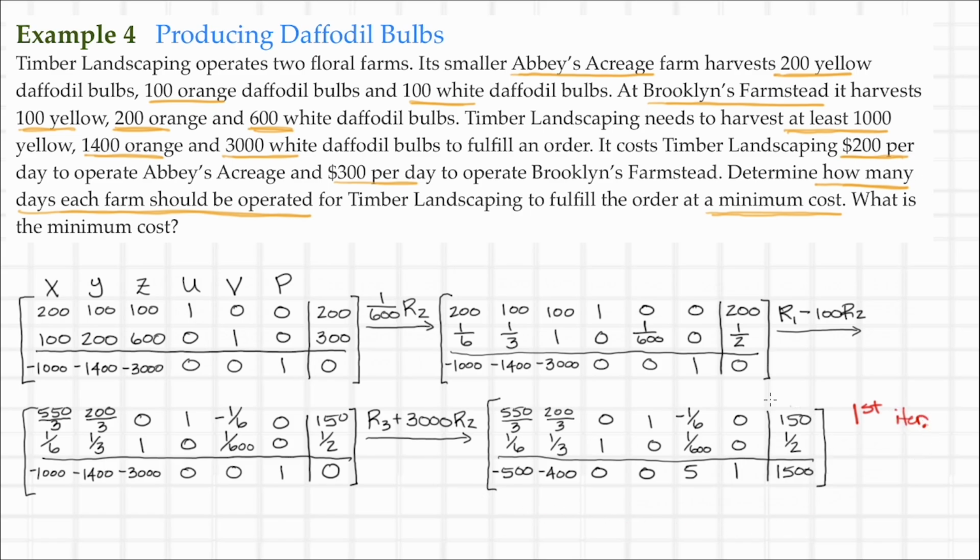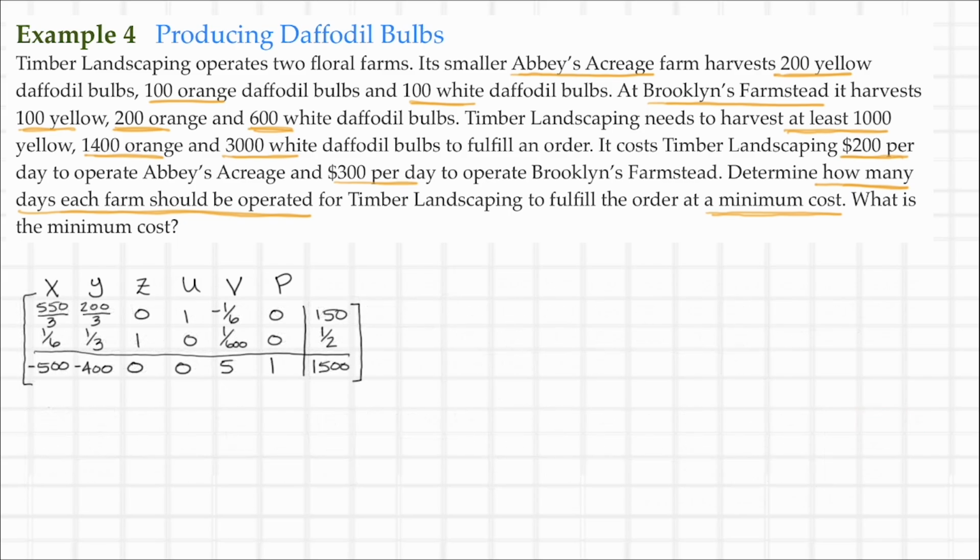But we'll go ahead and we'll continue this process again. So our most negative value is negative 500 here in our first column here. So this becomes our pivot column. Then we'll take 150 divided by 550 thirds, and that's approximately 0.82. Then we have 1/2, and we'll divide that by 1/6, and that's 3. So 550 thirds is going to be our next pivot value.